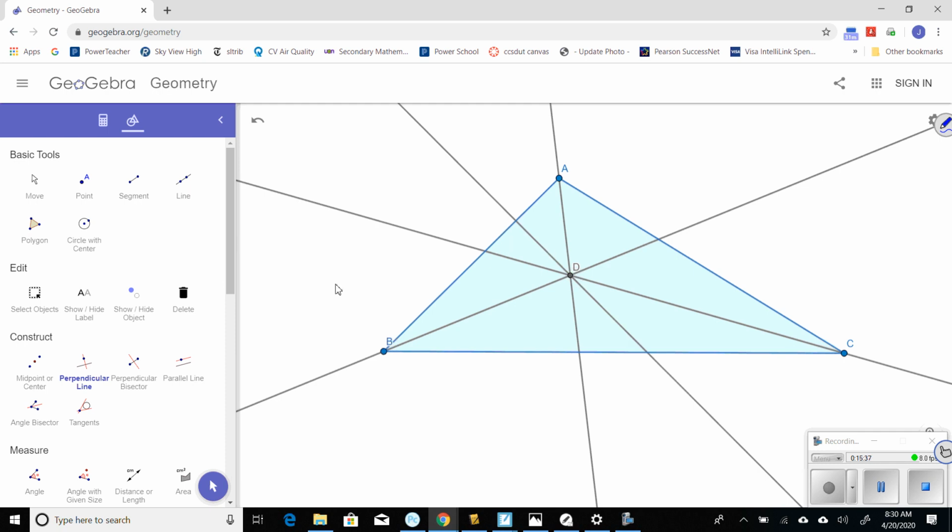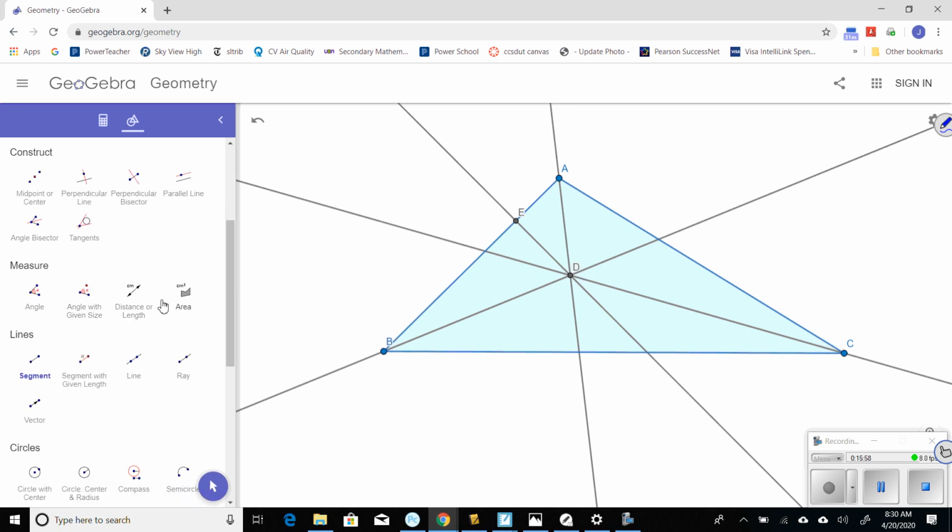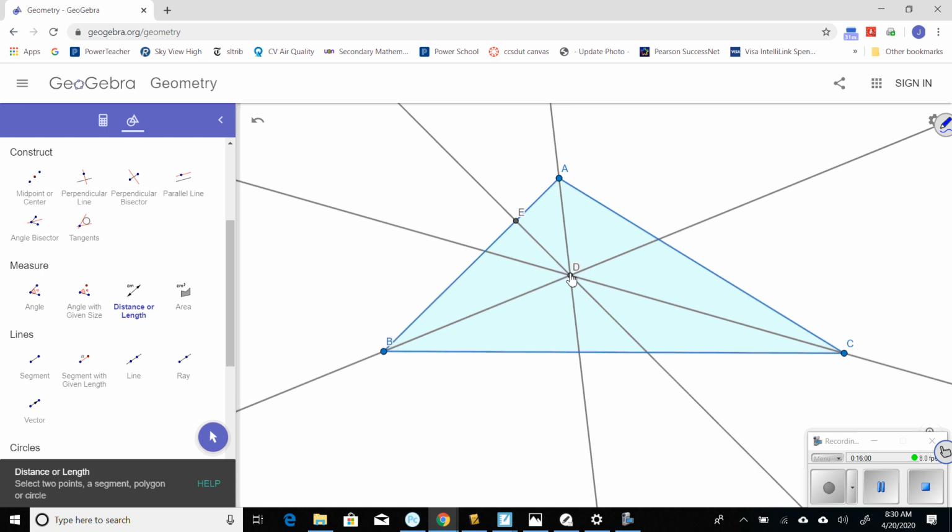Then if I put a point right here and measure the distance from E to D, that distance is the distance from the center to the side, the perpendicular distance. So I'm going to make that a segment. Actually, let's just measure that distance down here. I'm going to come down here to measure length, and measure from D to E.